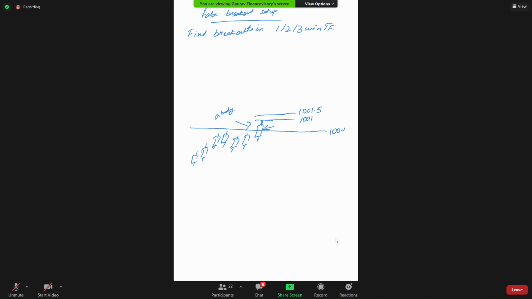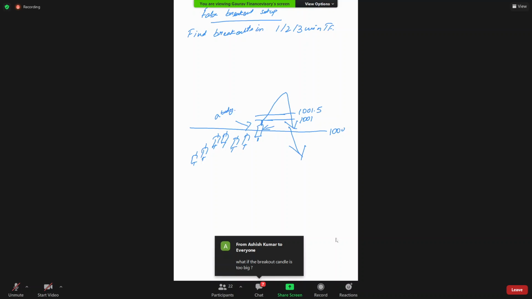Try to test this false breakout setup for entries rather than waiting for a pullback, because you don't know if that pullback is going to be a good one, or it can even break your resistance and again come down.